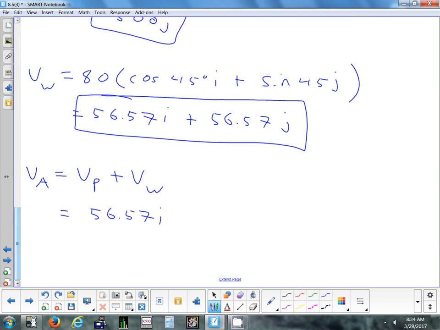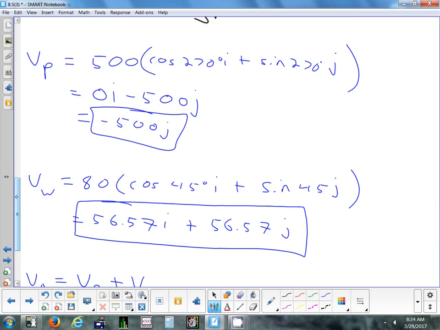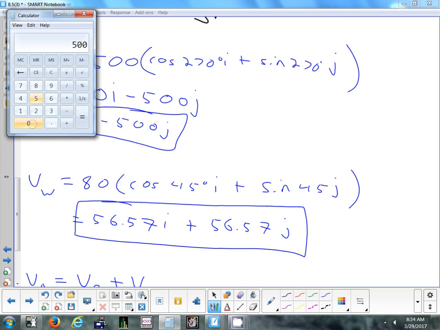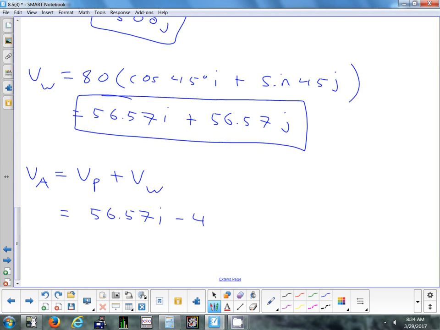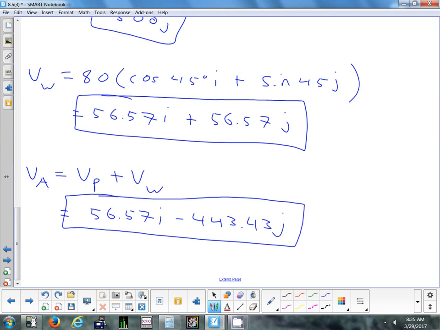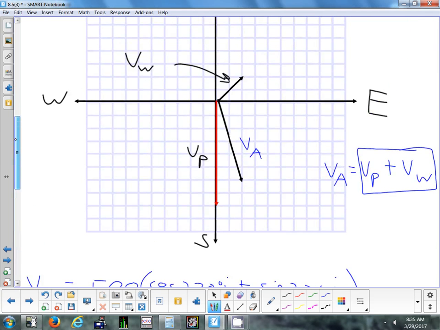And then, is there a J component for the plane and for the wind? Yeah, so this time I've got to take negative 500 plus 56.57. Negative 500 plus 56.57 gives me negative 443.43. So this tells us that the pilot, if he's trying to fly south, is only going south at 443 miles an hour. He's not going south at 500 because of the wind. So there's our vector. Now we can find anything they want us to find.